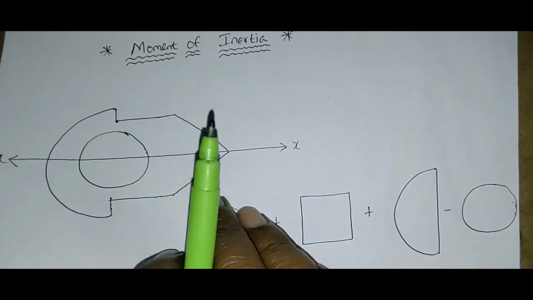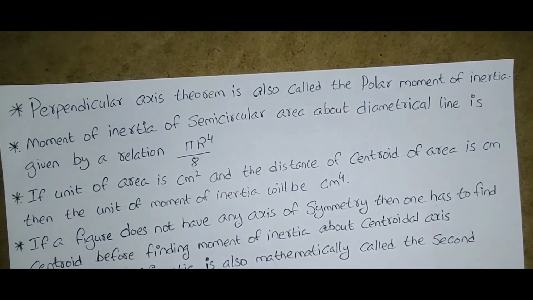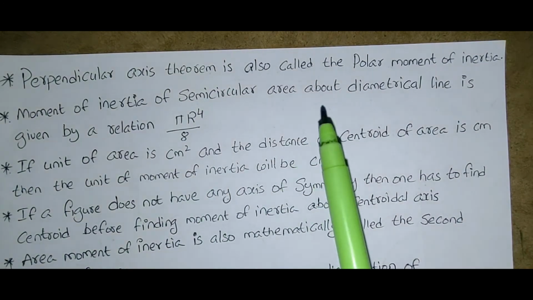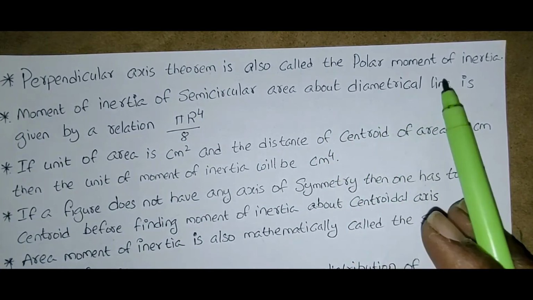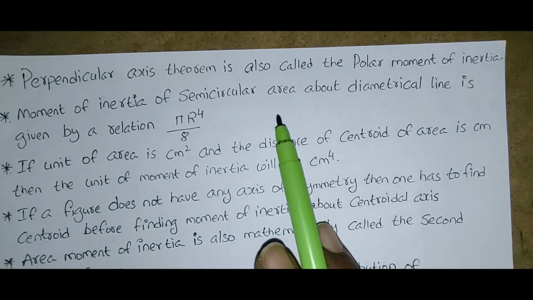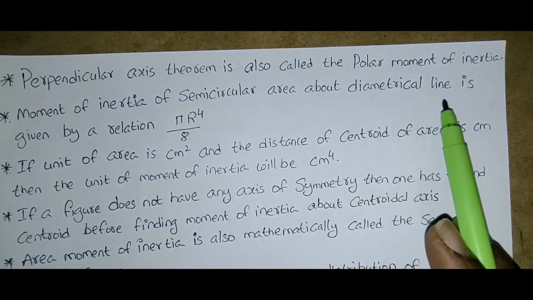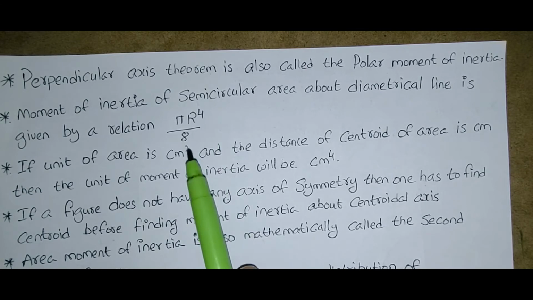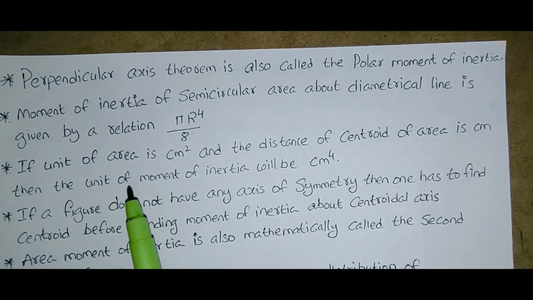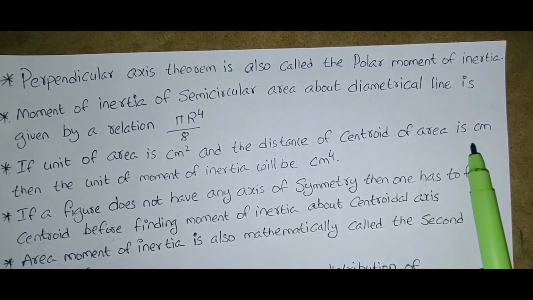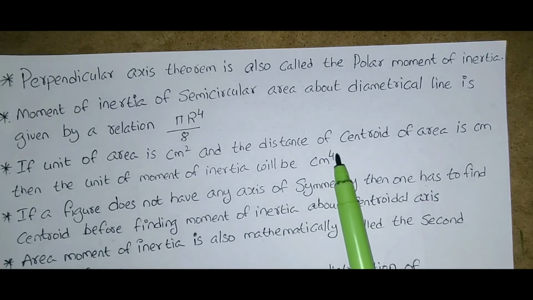Okay, now we will see the remaining things which we can understand under moment of inertia. Perpendicular axis theorem is also called the polar moment of inertia. Okay, moment of inertia of semicircular area about diametrical line is given by the relation pi r to the power 4 by 8. If unit of area is centimeter square and the distance of centroid of area is centimeter, then the unit of moment of inertia will be centimeter to the power 4.